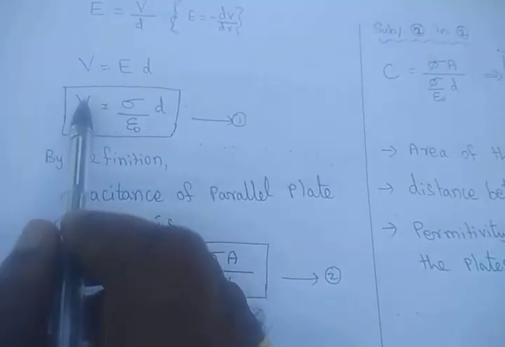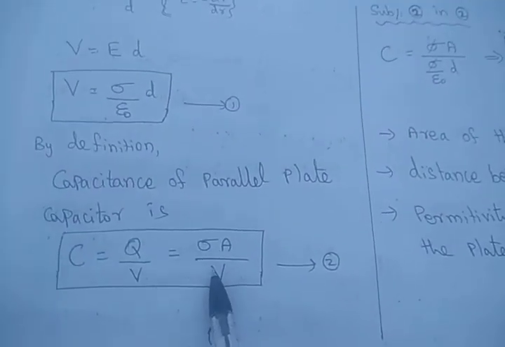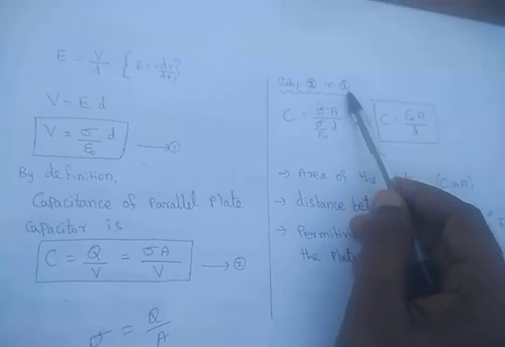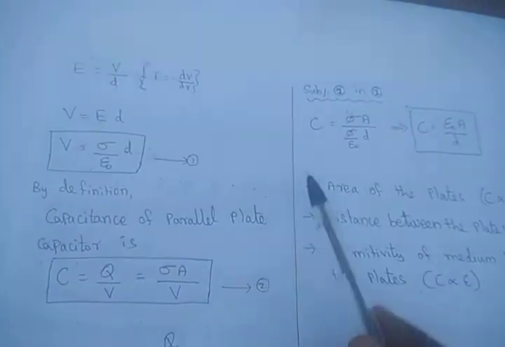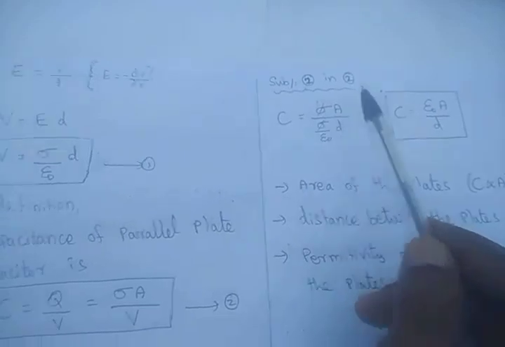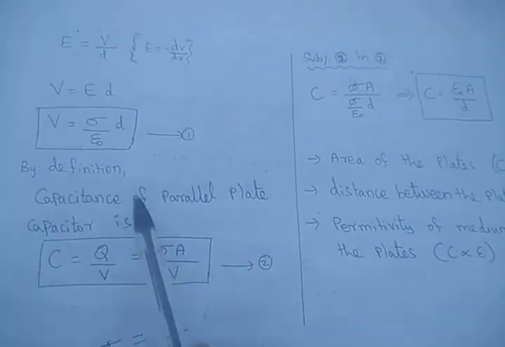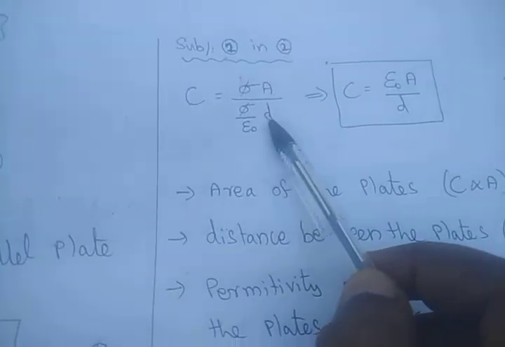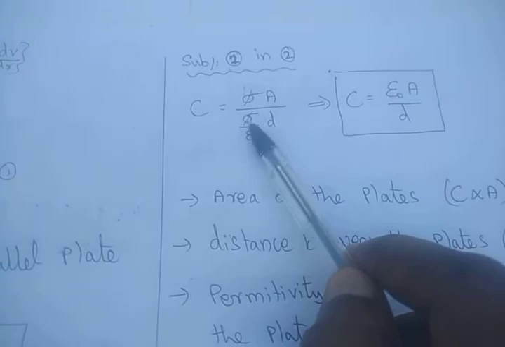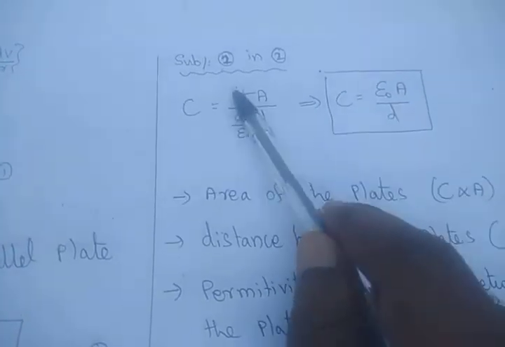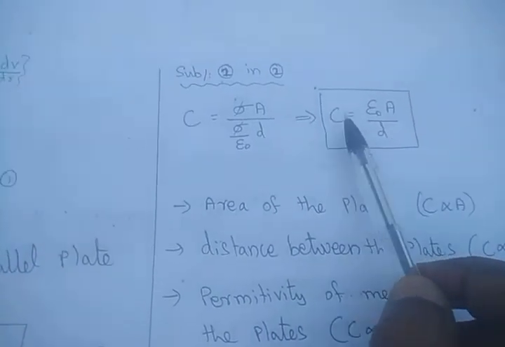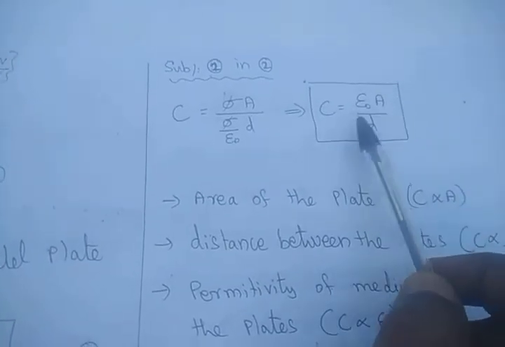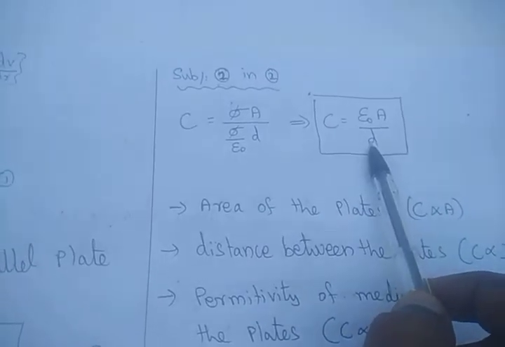Now substitute the first equation for V into the second equation. We get C is equal to sigma A, and instead of V you substitute sigma by epsilon naught into D. Sigma gets cancelled, the surface charge densities cancel. You bring this epsilon naught into the numerator. So the capacitance of the parallel plate capacitor is equal to epsilon naught into the area of the plates divided by the distance between the two plates.